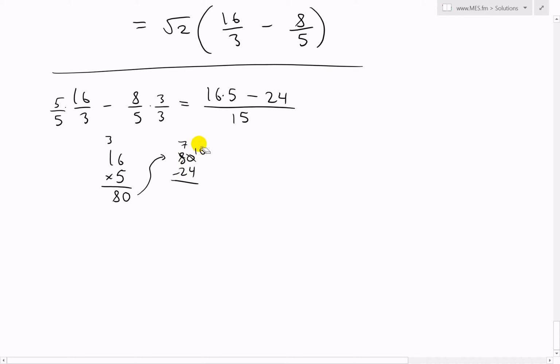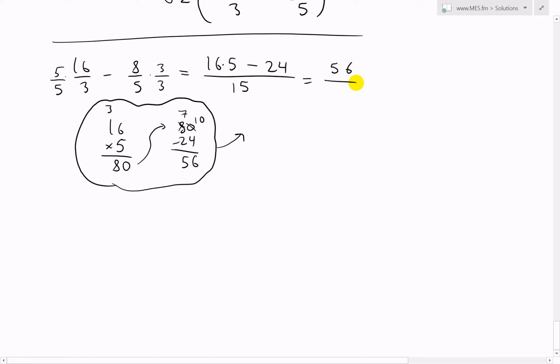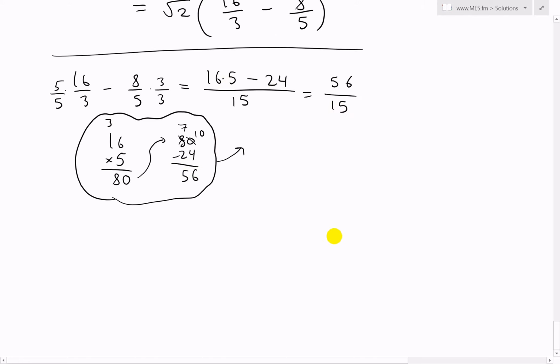And again, you can learn more about multiplication and subtraction and addition in my early videos on multiplication by hand. If you want a recap on how to do this, watch my early videos. So 10 minus 4 is 6, 7 minus 2 is 5. So we have 56. So that's what this top part is equal to. So 16 times 5 minus 24 equals 56 over 15.